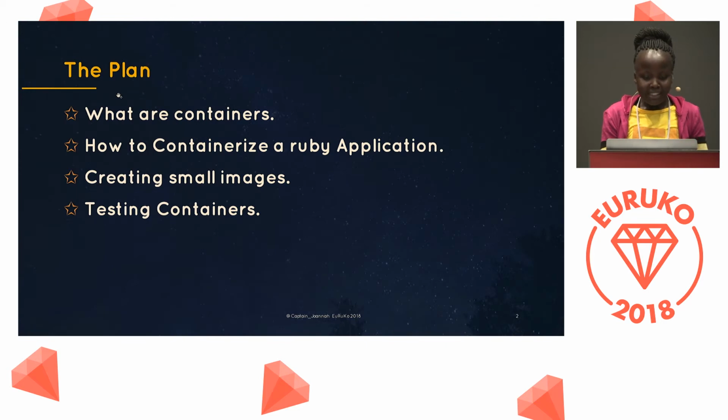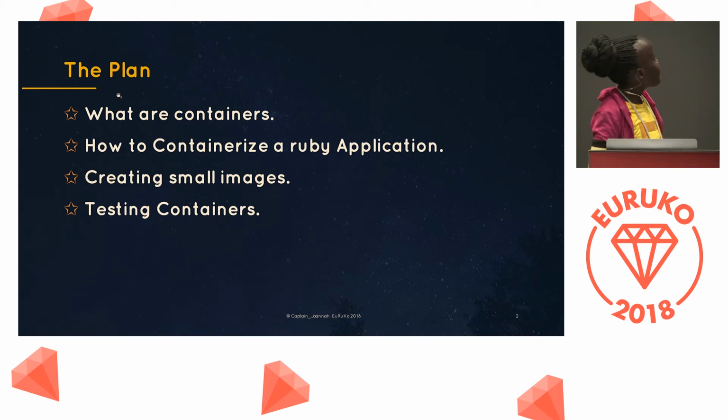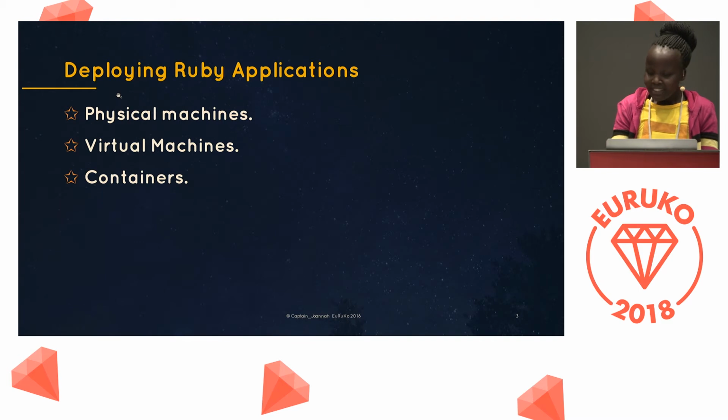So we'll start with what containers are and how we containerize a Ruby application. I'm sorry for the people that are already experts. We'll go through a little background for the people that do not yet know. And then I'll put a lot of emphasis on how we create small images, because in the good practices of working with containers, it's good that we have small images. And then I'll have a hint about how we ensure we have testable containers.